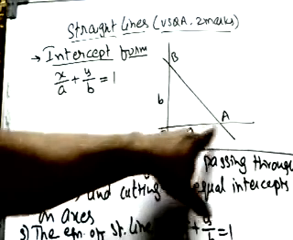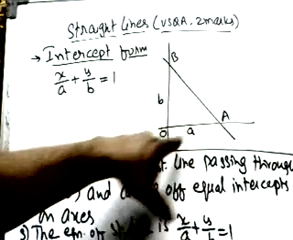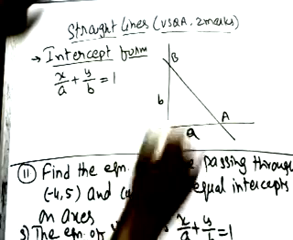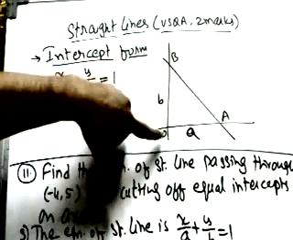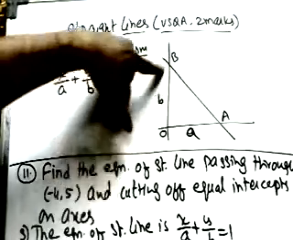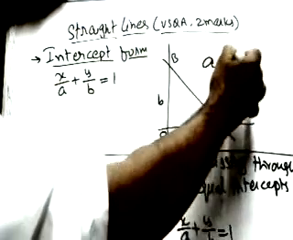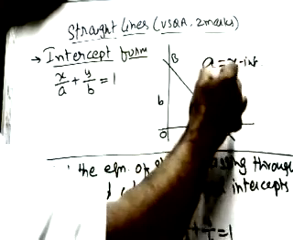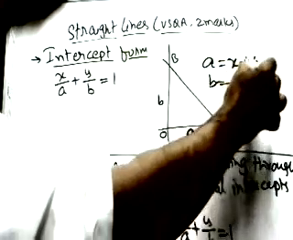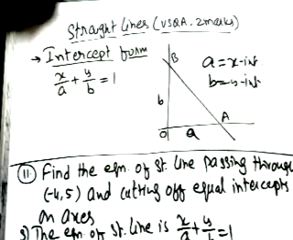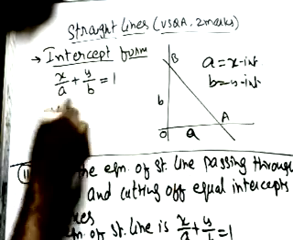Suppose a line is going like this, okay? From 0 to A, origin to A, this distance is called the x-intercept of the line. X-intercept is denoted by A. Similarly, from the origin to this point, this distance is called the y-intercept. So here A means x-intercept and B means y-intercept. So the equation of the line will be x by A plus y by B equals 1.